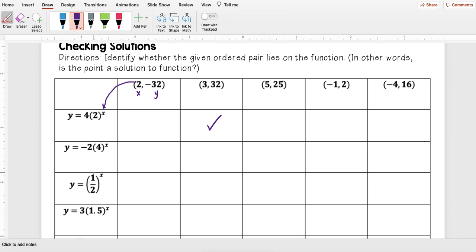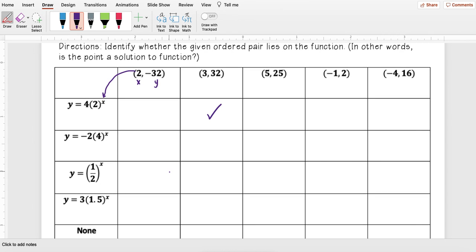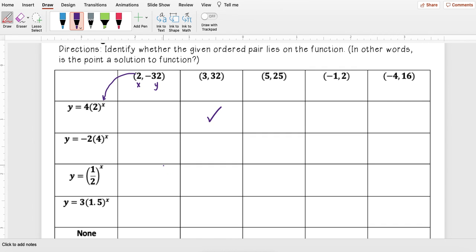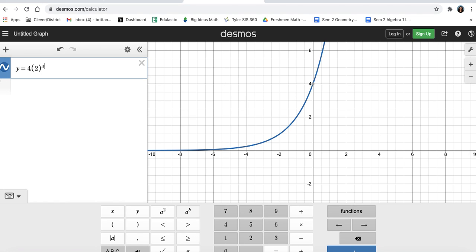So you could do that and plug all of those in for every single one. However, that takes a while. There is actually a faster way that we can do this using Desmos. I'm going to type in this function, y equals 4 times 2 to the x power, and I'll hit this a to the b button to get that exponent.